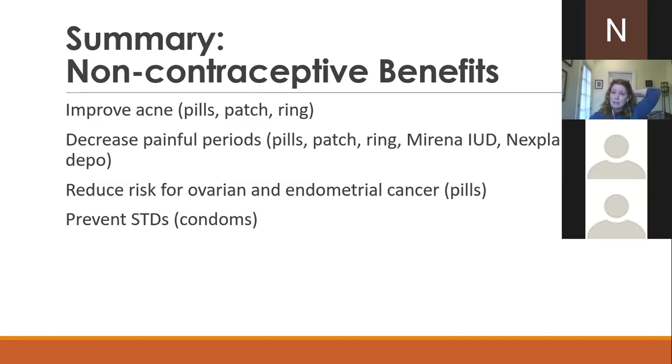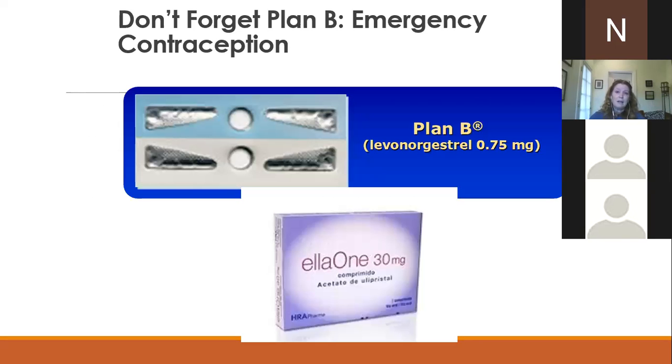And another note: trans men will sometimes want a method that can stop their period. You can use pills or the ring to stop your period, or maybe get an IUD that really decreases the period. So those are other non-birth control related benefits. And then there's also emergency contraception that you can take to help reduce your risk of pregnancy after the fact.